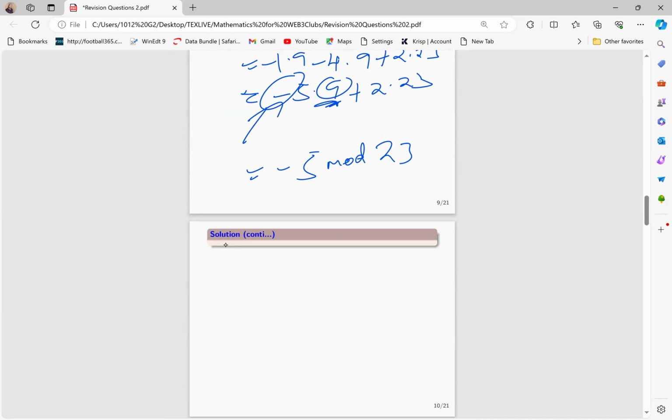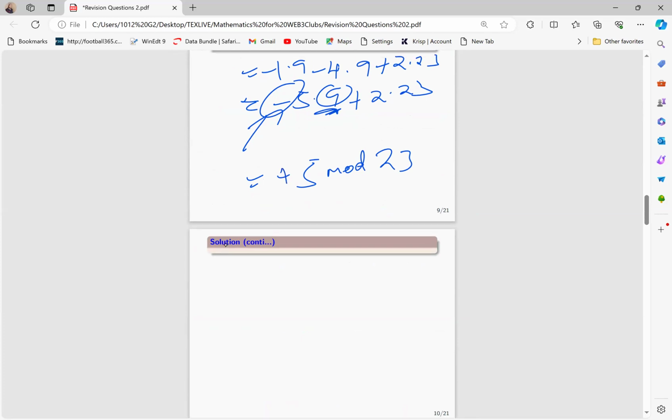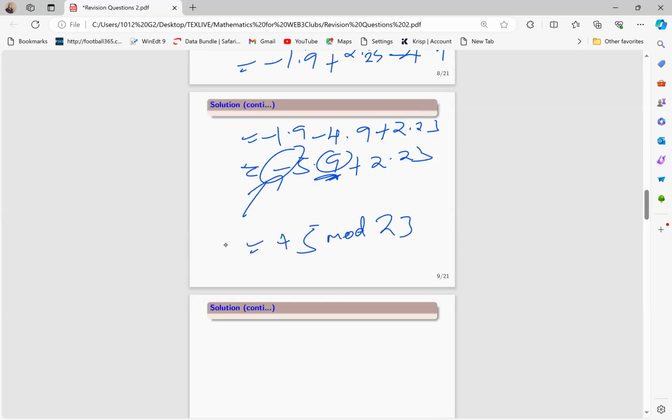Okay. But now change this one to positive. It's negative 8, is it? Just make it negative. Negative, yes. Just change it to positive.